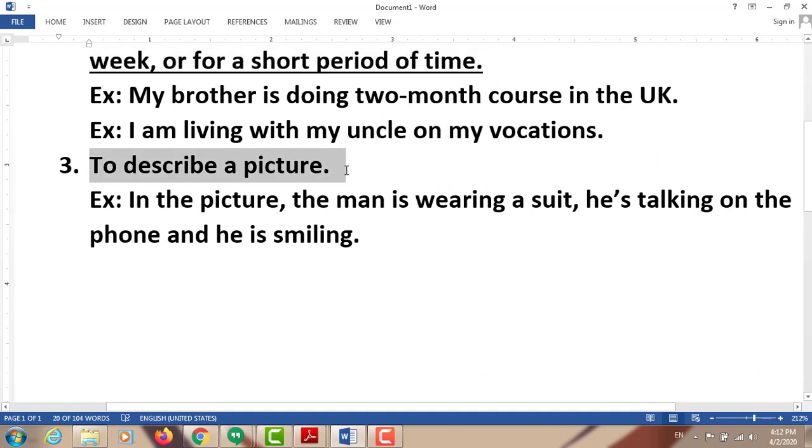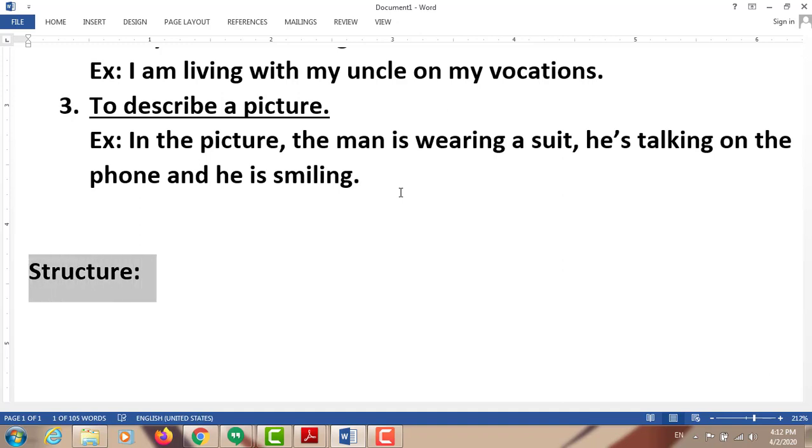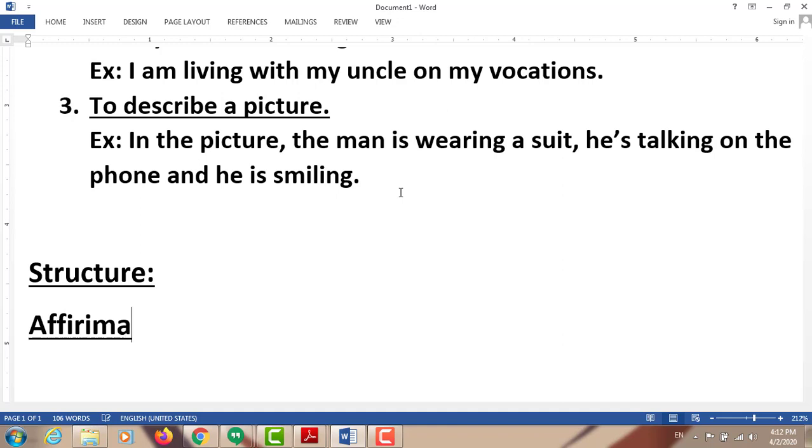Next one, to describe a picture, you use present continuous. Those of you who don't know the structure for this tense, the structure is very easy, and for the structure we had another session as well, and you can take help from that session as well. So let's go. First of all, let's talk about affirmative sentences, or the structure for affirmative sentences.